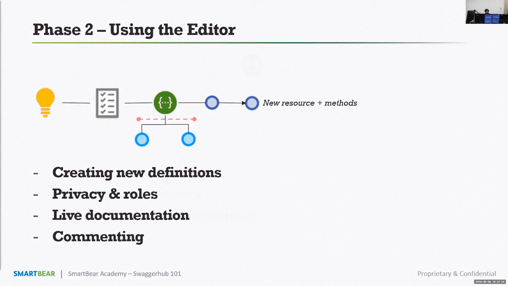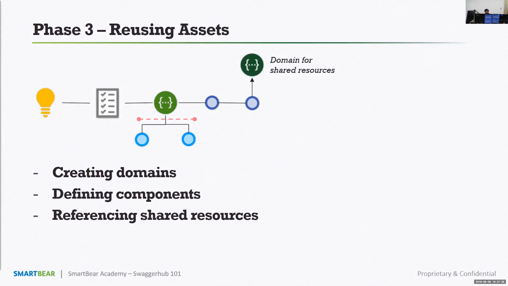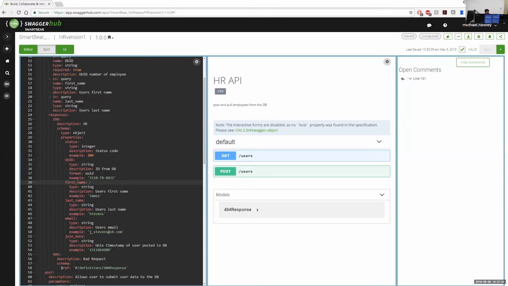All right, so with that out of the way, we can move on to phase 3, reusing these different assets here, creating these domains, defining our different components, and referencing these shared resources. Right? And this is a really, really awesome part of the tool. This is what really sets us apart.